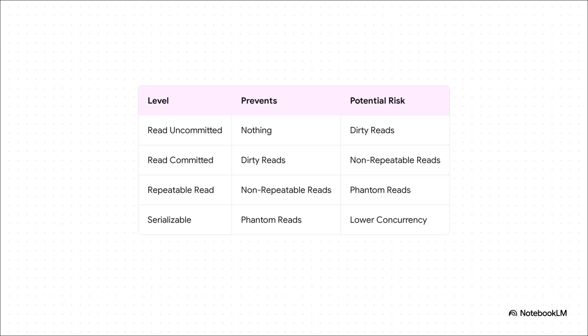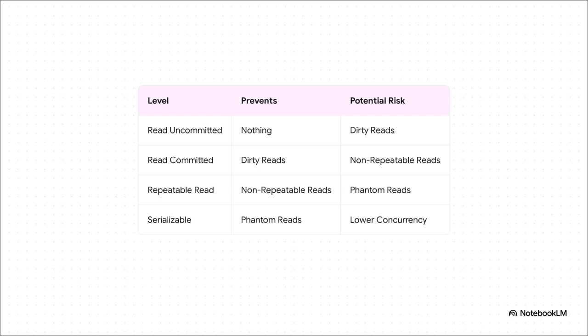This is where you hit a classic trade-off. The more you lock down your data for safety, the slower things can get. At the bottom level, read uncommitted, you risk a dirty read, seeing data that another transaction hasn't even saved yet. Move up to read committed and you're safe from that. But you might get a non-repeatable read, where you read the same row twice and get different values.